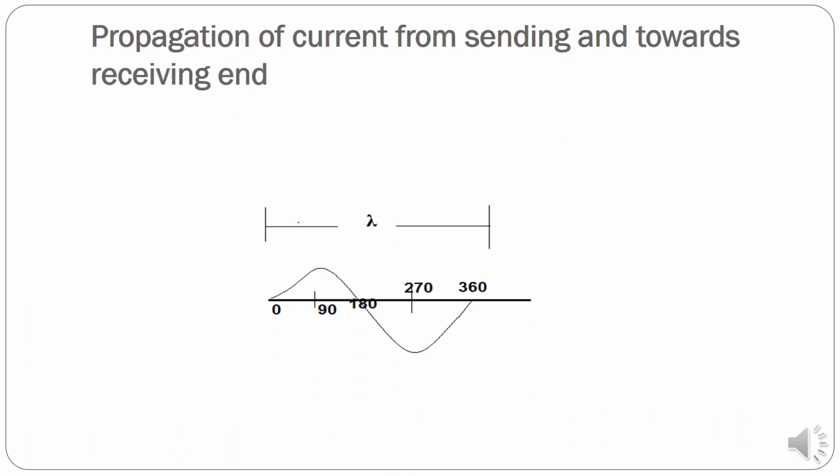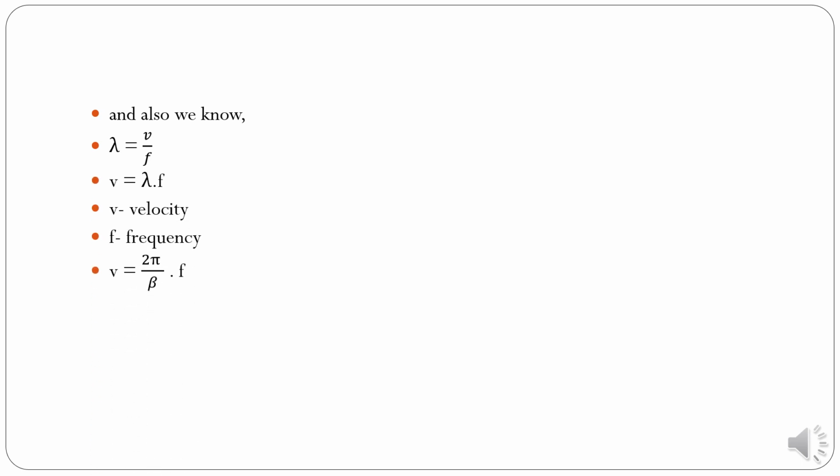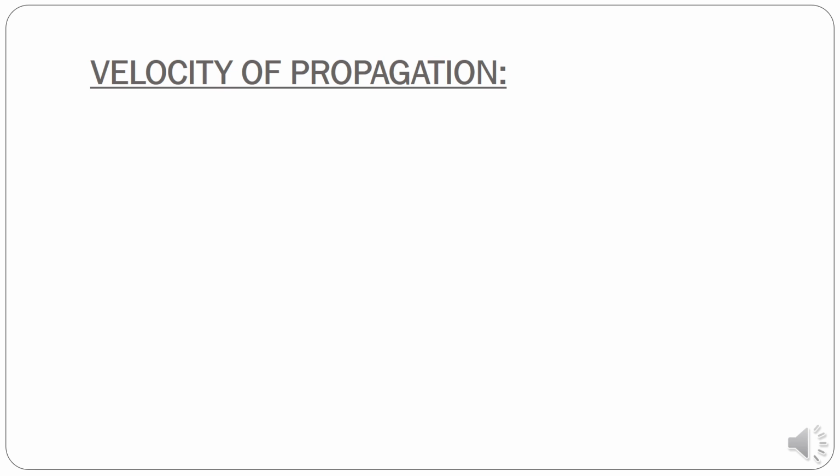Consider the propagation of current from the sending end towards the receiving end, with the phase angle from 0 to 360 degrees. Here, as we know, lambda is equal to V by F, so V equal to lambda F, where V is the velocity and F is the frequency. V is equal to omega by beta, lambda is equal to 2 pi by beta.